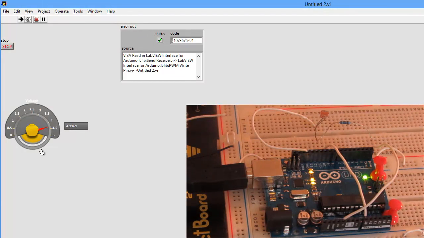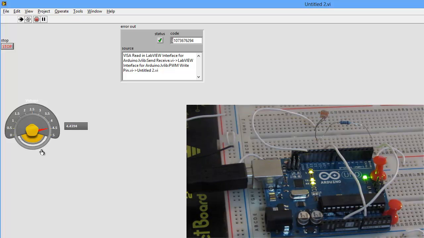Okay, so that's how you use the Arduino to measure analog voltage from your sensors, whether it's a temperature sensor, an LDR, or anything that generally gives out voltage. So analog sensors in general.